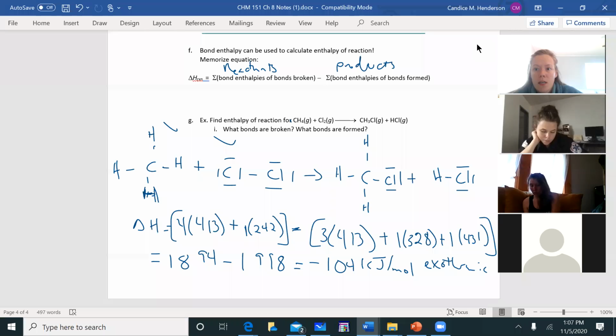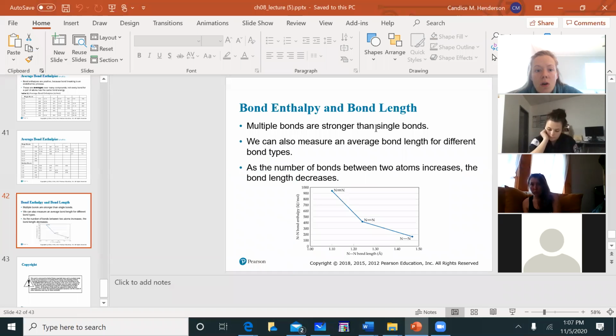All right, we are going to move into the next chapter, which is tied in a lot with chapter 8. Some classes will actually teach these as one giant chapter, but our text separates it up for us.